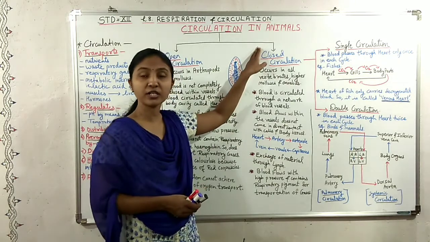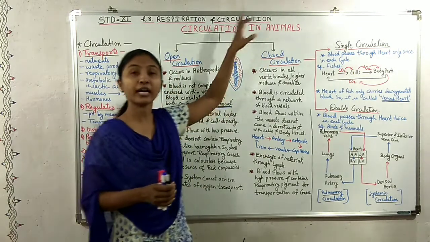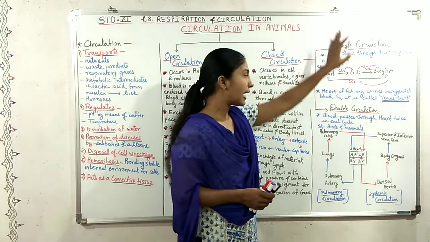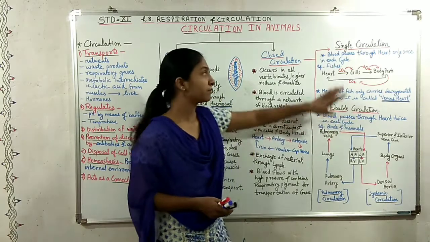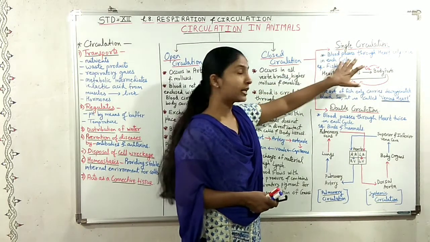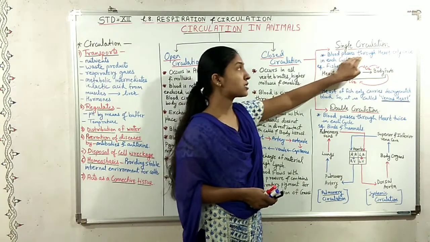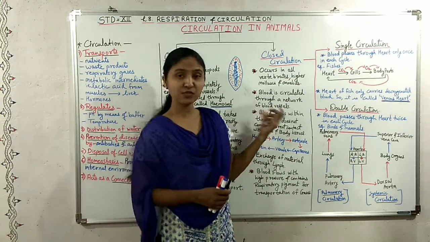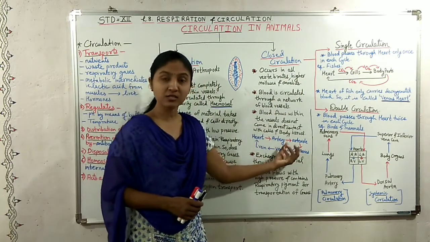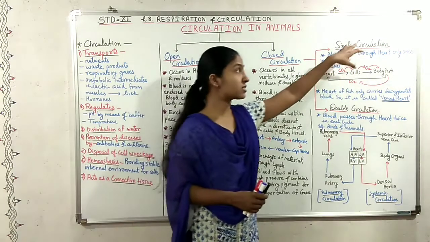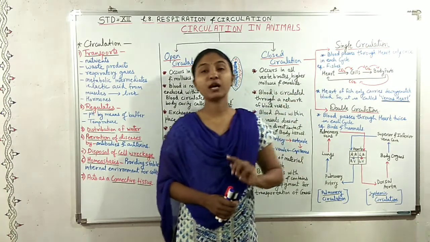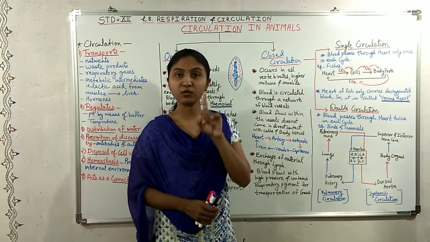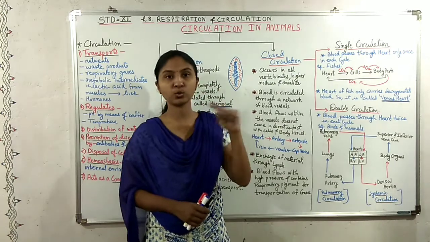This closed circulatory system is again divided into two types. First is the single circulation and second is double circulation. In single circulation, what happens? The blood passes through the heart only once in each cycle. In one cycle, only one time it passes through the heart.